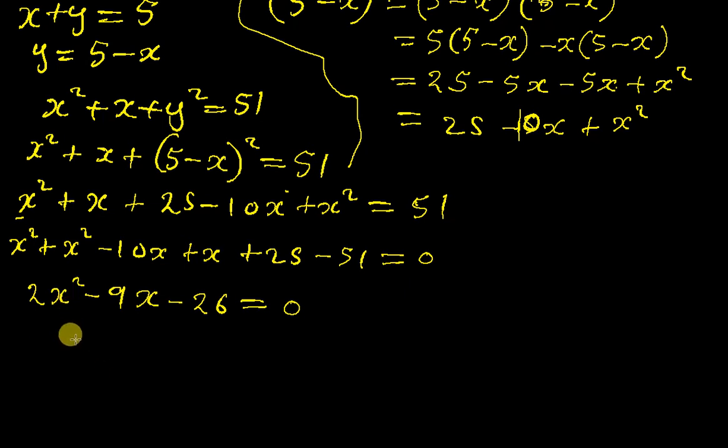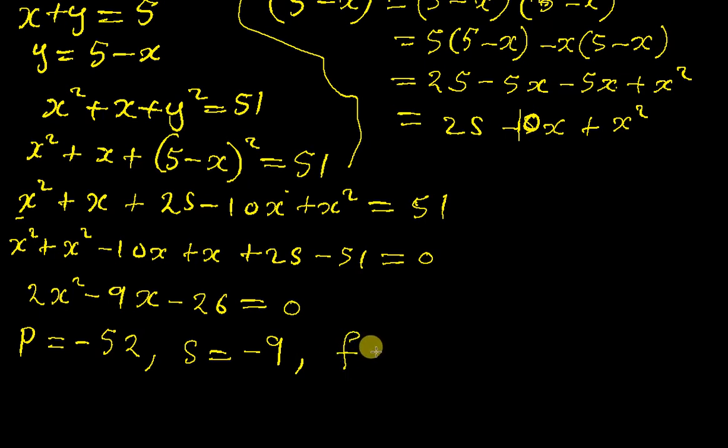Let us try to use factorization. We find the factors. Before we find the factors, let us first find the product. The product is found by multiplying the coefficient of x squared and the constant. So 2 times negative 26 will give us negative 52. And then the sum is simply the negative 9 there. So negative 9 is the sum. Then what are the factors?